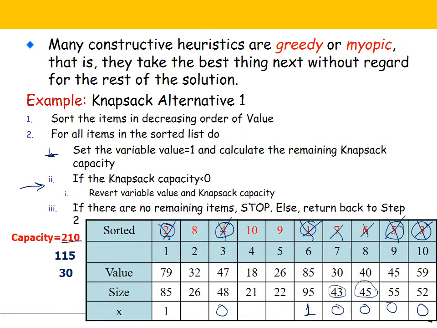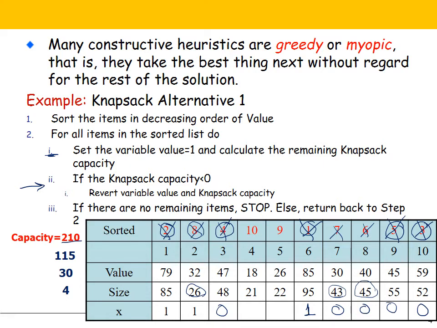Okay, for 8, now you see that the size is 26, which is less than 30, so we can take it. We will make its variable value equal to 1, and the remaining capacity will be 30 minus 26, which is 4. Okay, then we evaluated item 8.